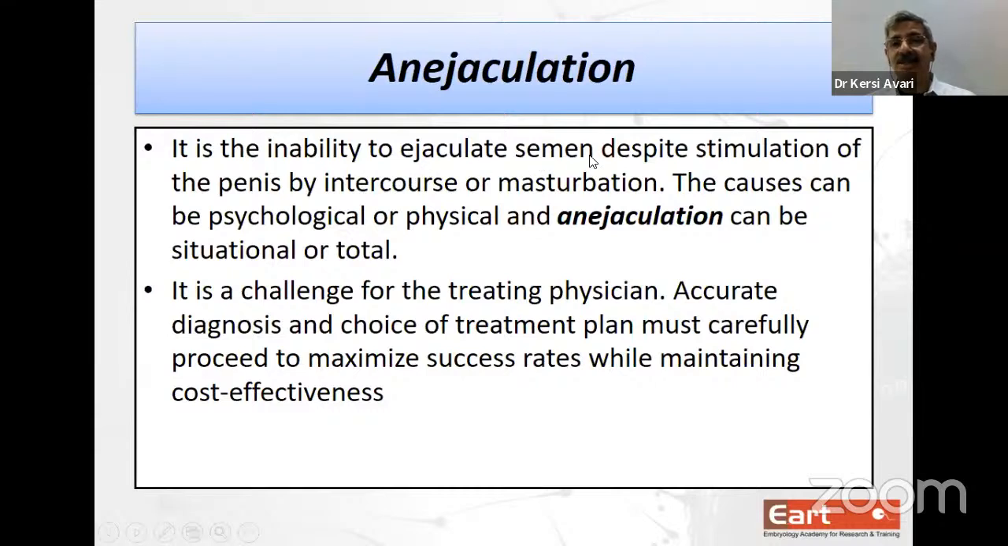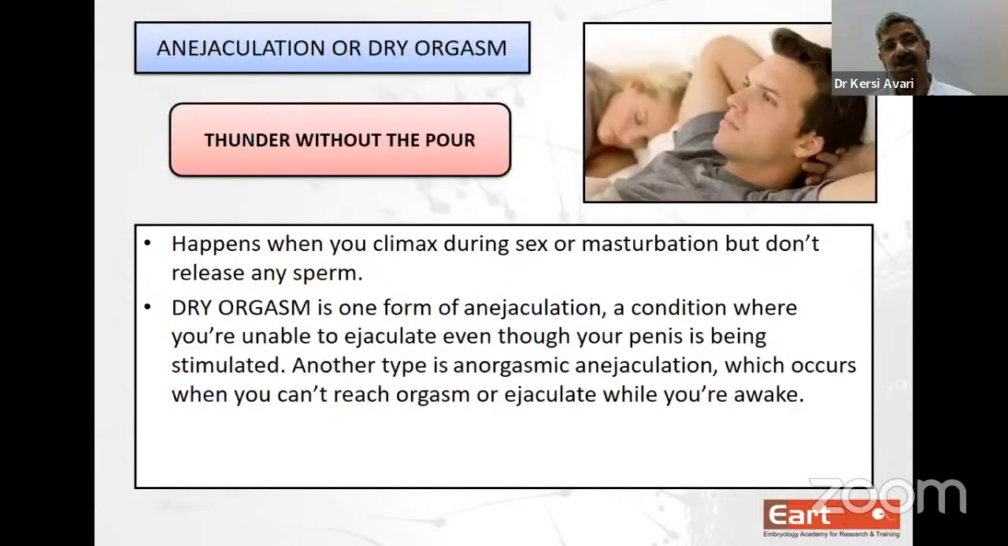Inability to ejaculate semen despite stimulation, due to a psychological or physical cause, can be anejaculation. It is a challenge for the physician because it will take time to detect the proper cause. Okay, what is the actual reason? So it's like this.